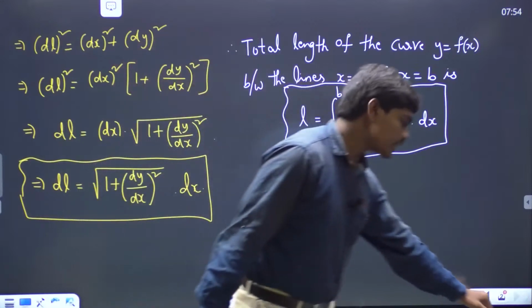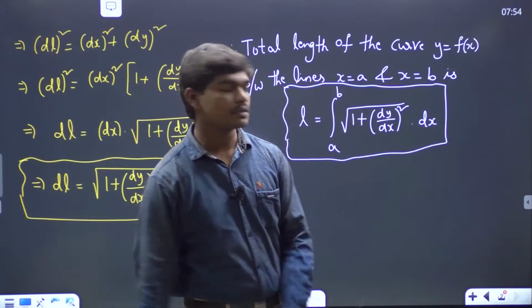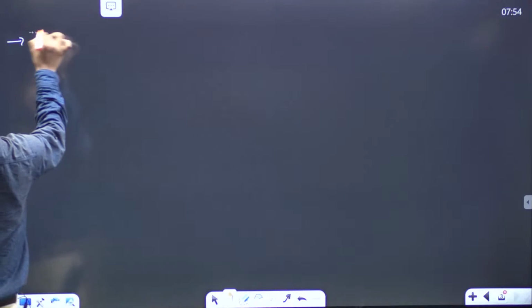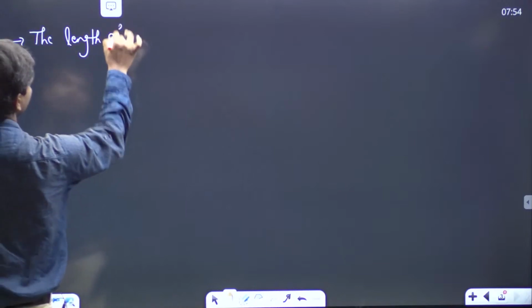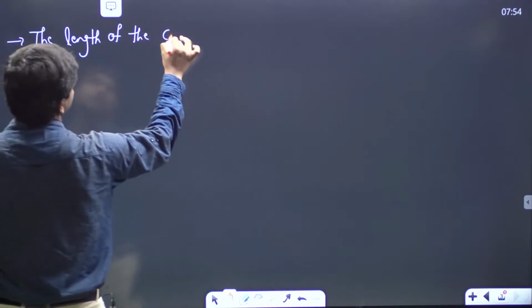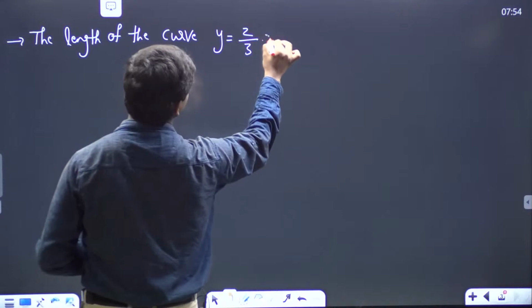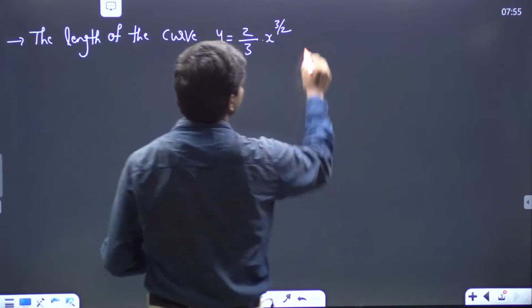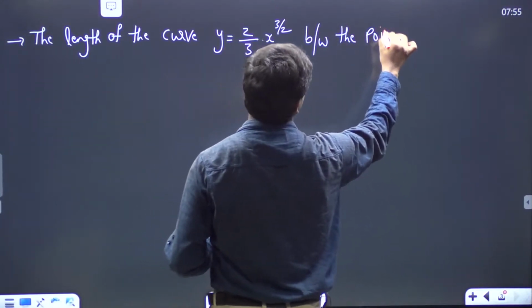Now with the knowledge of this, I would like to discuss a question that came in ESE in 2018 April. The question was asked something like this: the length of the curve y is equal to 2 by 3 into x power 3 by 2 between the points x is equal to 0 and x is equal to 1.